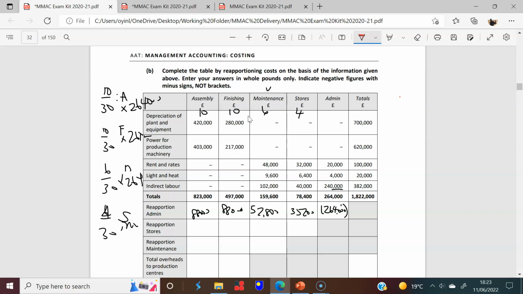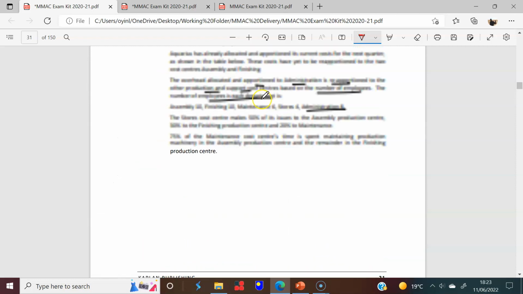35,200. Here we have 113,600. And we now need to look again at how we are advised to split this.